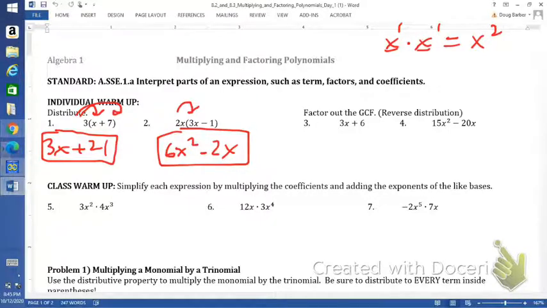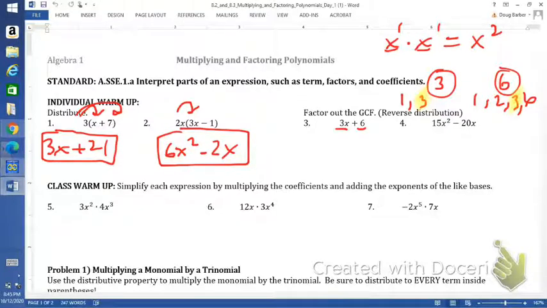Alright, so now we're going to do reverse distribution. We're going to factor out the greatest common factor. So we have 3x plus 6. So let's look at the 3 and the 6. Let's look at those numbers. What is the greatest common factor? So 3 and 6. Factors of 3, 1 and 3. Factors of 6, 1 times 6 is 6, and then 2 times 3 is 6. So the greatest common one is going to be 3.